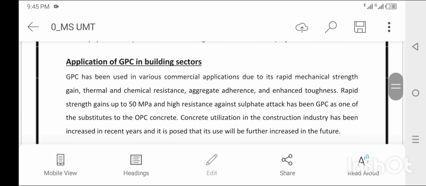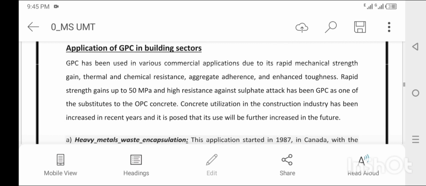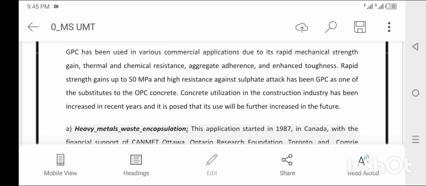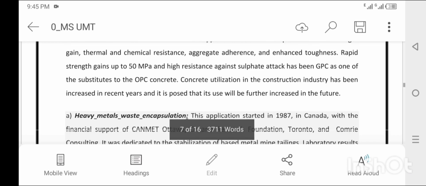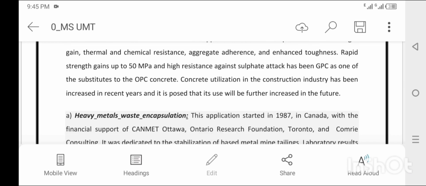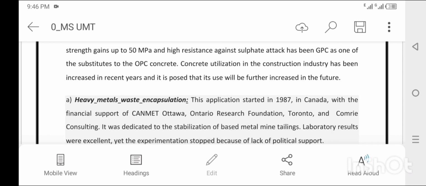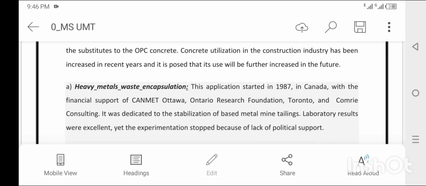First, as a geopolymer, cement has been used in various commercial applications due to its rapid mechanical strength, keen thermal and chemical resistance, aggregate adherence, and enhanced toughness. Rapid strength gain up to 50 MPa and high resistance against sulfate attack has been geopolymer cement as one of the substitutes to the OPC concrete. Concrete utilization in the construction industry has been increased in recent years, and it is posed that its value will be further increased in the future.